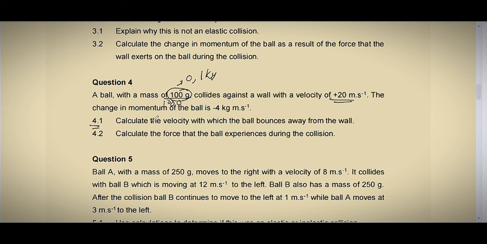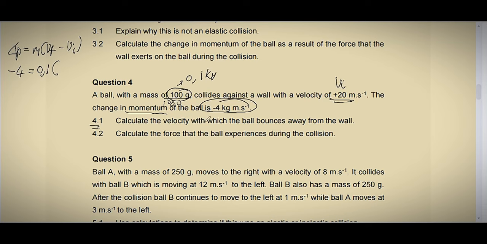Now 4.1 says calculate the velocity with which the ball bounces away from the wall. So again, we have the formula change in P is equal to M times (VF minus VI). But this time around, we are given the change in momentum. So you can see the change in momentum of the ball is negative 4 kg meters per second. So we have negative 4 here. Our mass is 0.1. And then what is our VF? We are not told. They just say a ball with a mass of 100 gram collides against a wall with a velocity of 20 meters per second. So this is our VI.